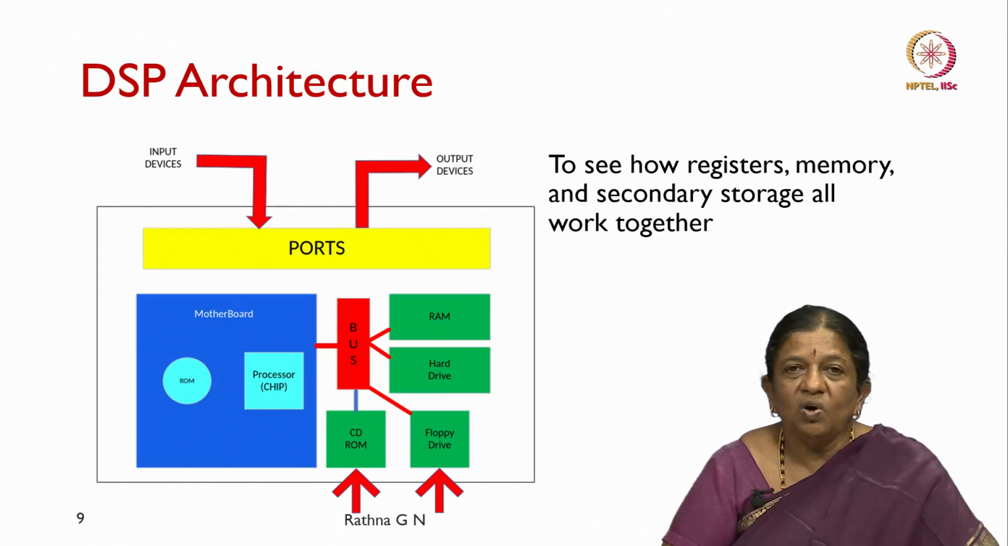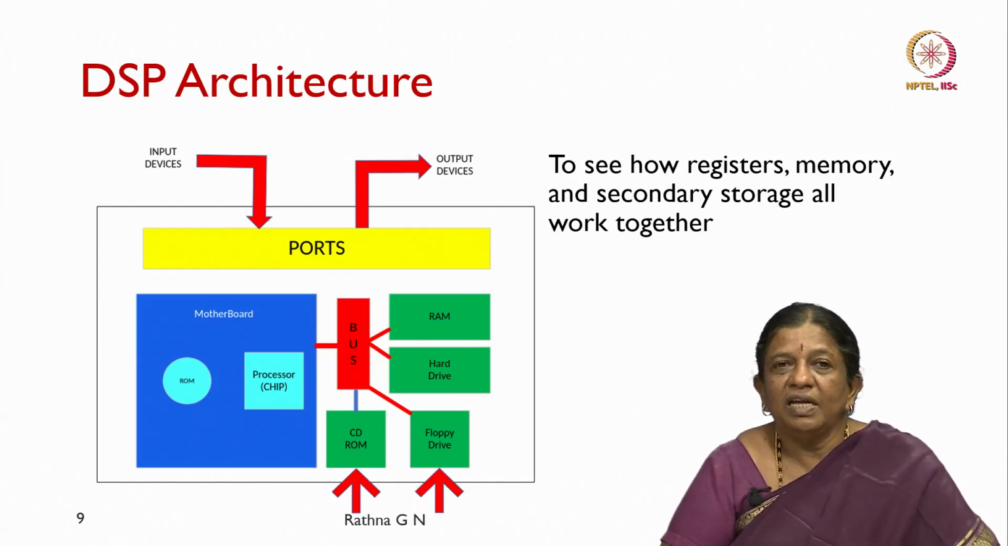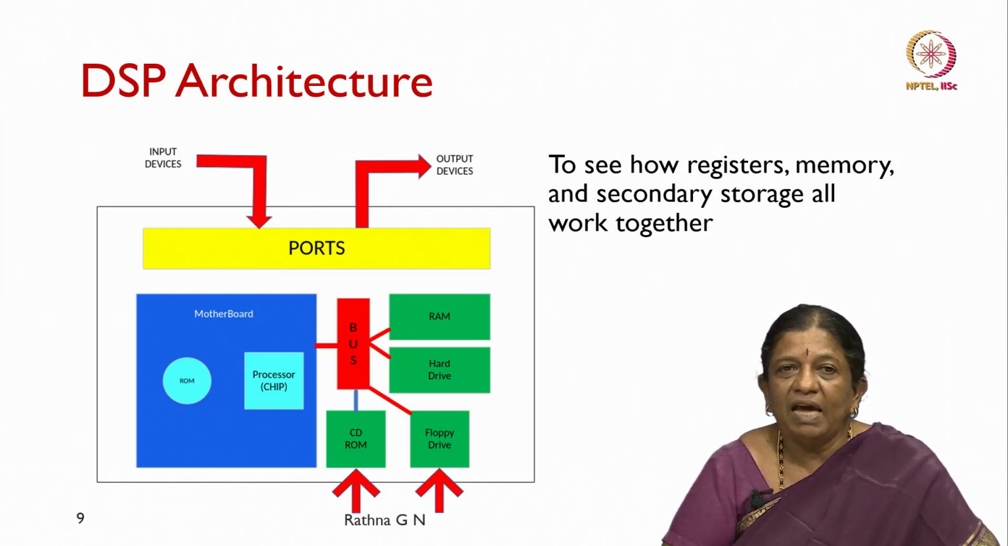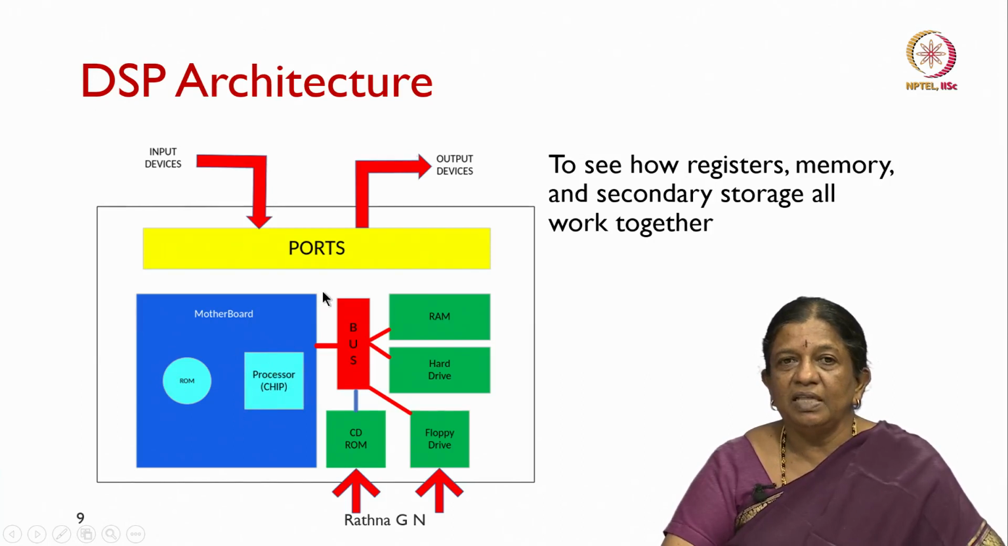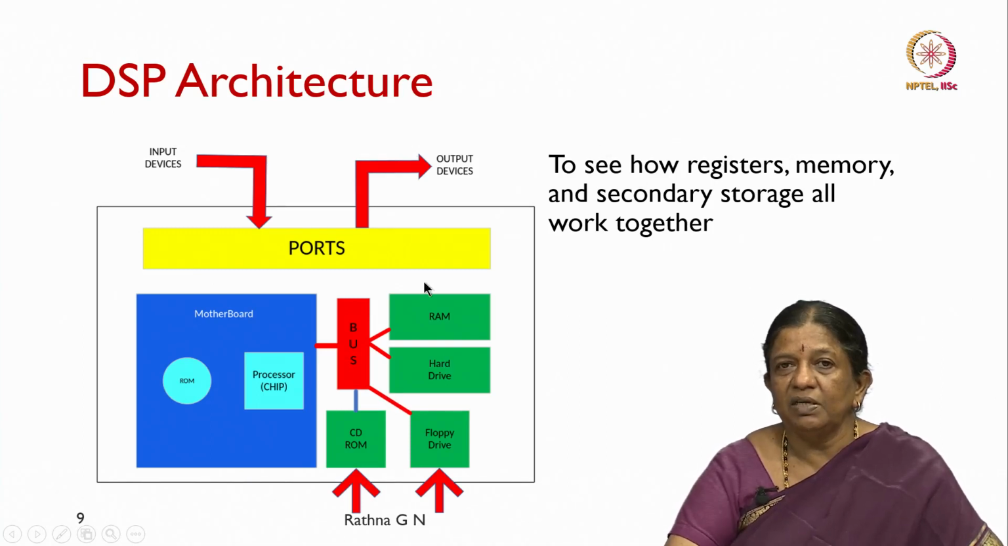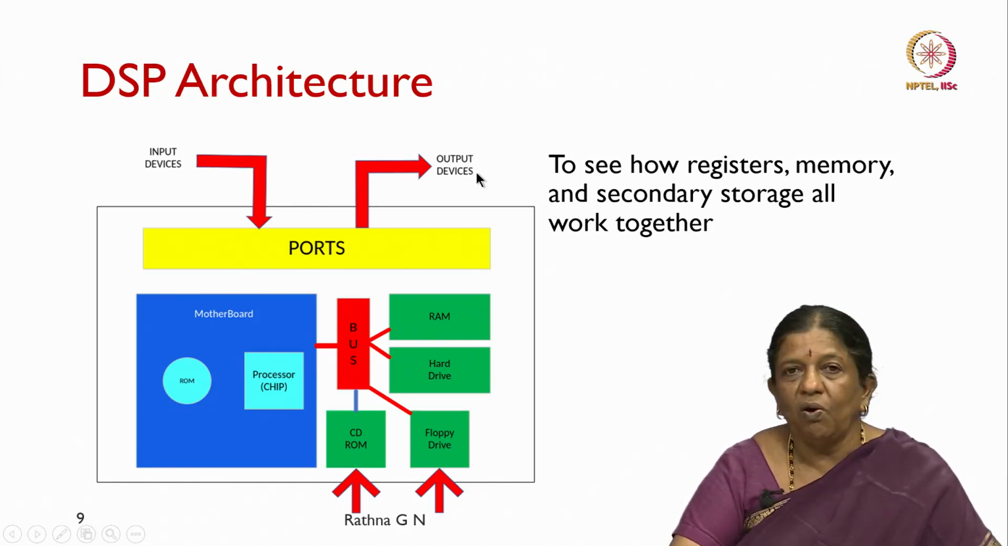So, all of us know that a regular processor has this architecture. Basically, we have a motherboard here and then we have the ROM and then we have the processor chip in this. Then through the bus all the peripheral units have been connected. The peripherals, the registers, memory and secondary storage are all going to work together, and we have the board ports for taking the input and then putting it on the output also.